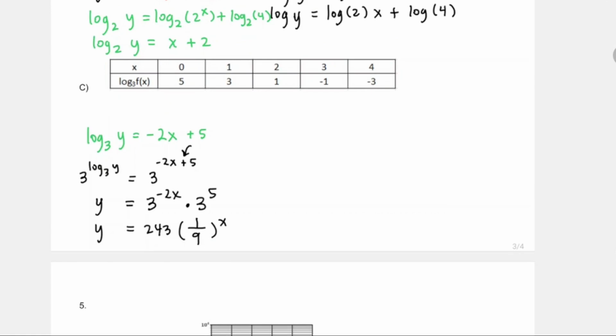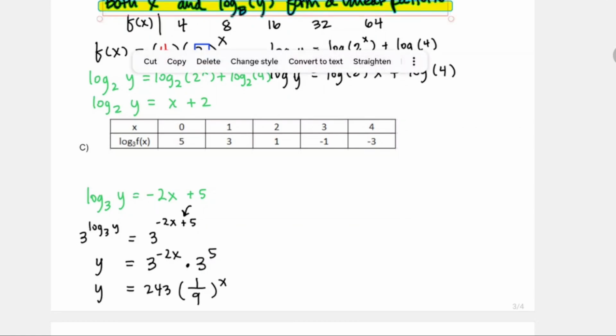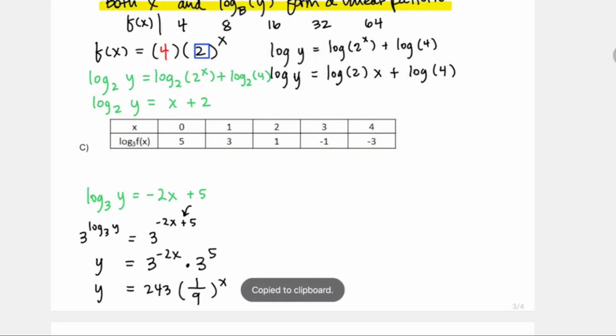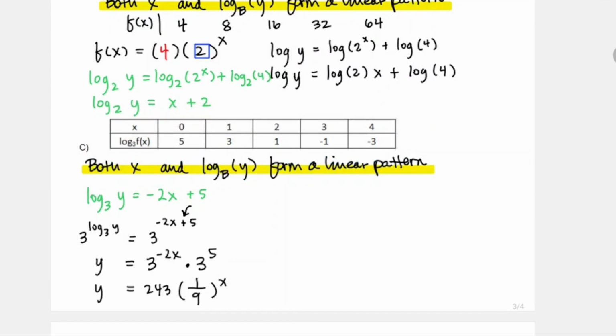And that's something we've seen on the semi-log plots just very briefly, that when we see a negative slope on the linear pattern in the semi-log plot, that is because we've got exponential decay. All right, so I wrote it in terms of all of that. I am going to be copying it and pasting it, because it's the exact same thing. Both x and log with some base b of y form a linear pattern.